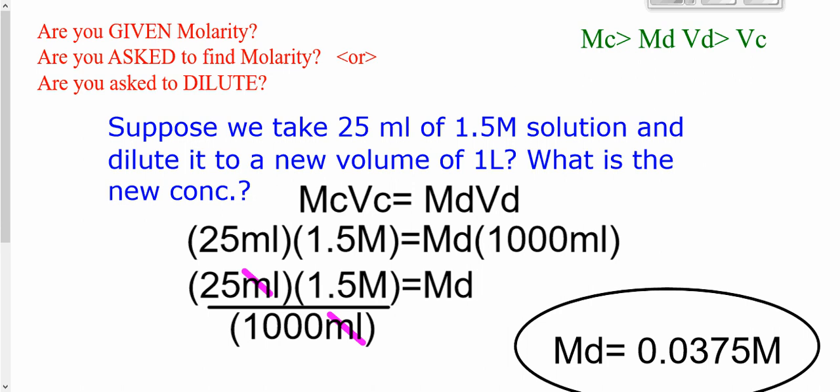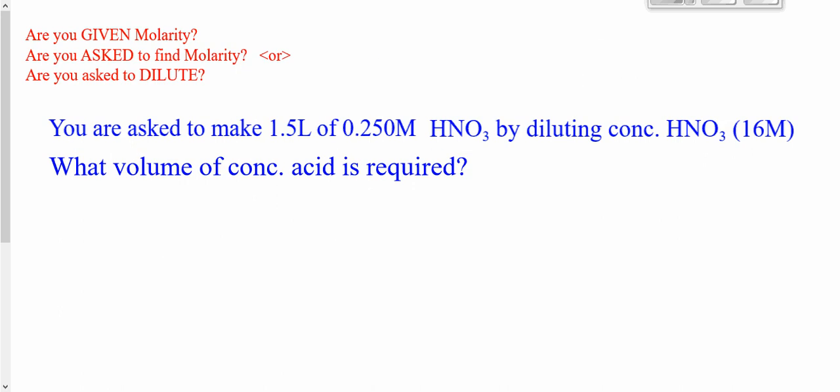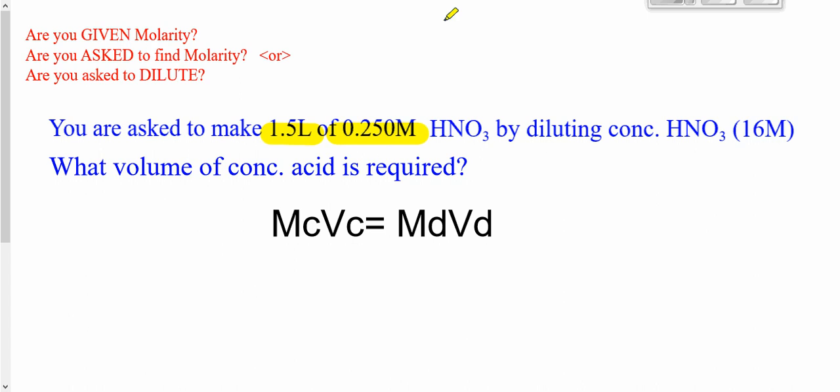Let's look at another problem. Suppose we want to make 1.5 liters of 0.25 molar HNO3 by diluting concentrated 16 molar. How much of the concentrated acid would I require? Again, in this question, if we take a look at the words, I see the word dilute. So I know this is a dilutions question, and I'm going to write the formula MCVC equals MDVD. I now need to decide where these numbers go. I want to make 1.5 liters of 0.25 molar.